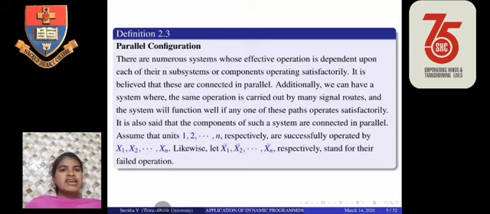Parallel configuration. There are numerous systems whose effective operation depends upon each of their n subsystems or components operating satisfactorily. Additionally, we can have a system where the same operation is carried out by many signal routes and the system will function well if any one of these parts operates satisfactorily. Assume that units 1, 2 up to n are respectively successfully operated by x1, x2 up to xn. Likewise, let x1 bar, x2 bar up to xn bar respectively stand for their failed operation.